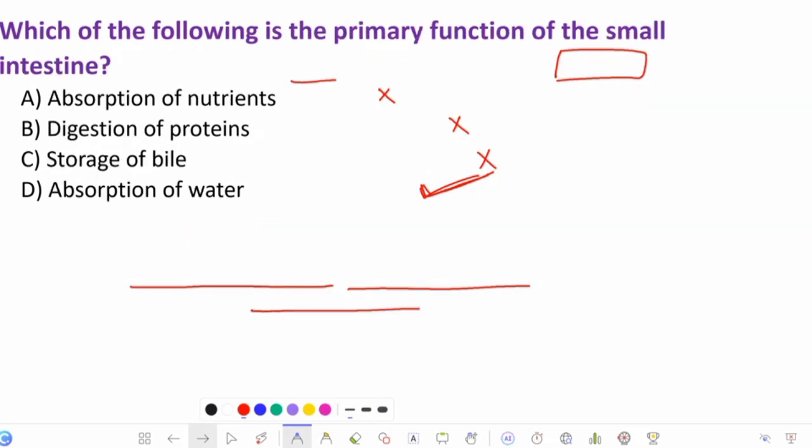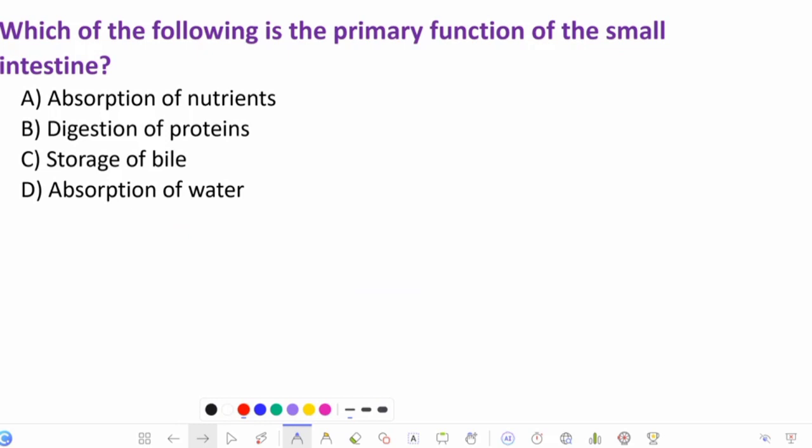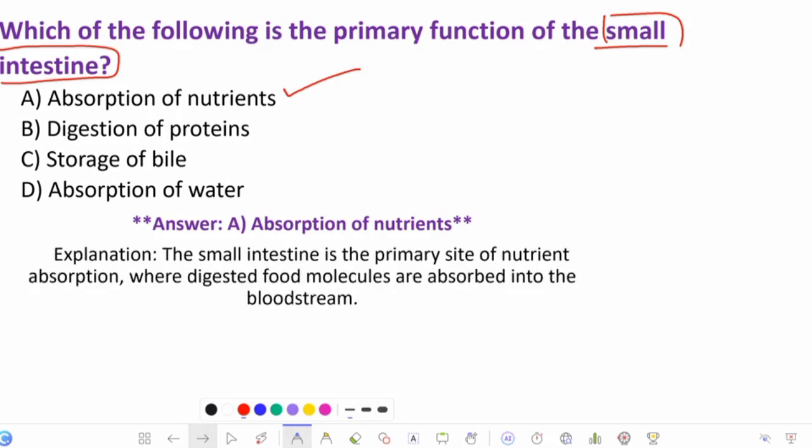Which of the following is the primary function of the small intestine? The small intestine is part of the GIT, the gastrointestinal tract. Okay, absorption of nutrients, digestion of proteins, storage of bile, absorption of water. Absorption of nutrients is the correct option for the small intestine.